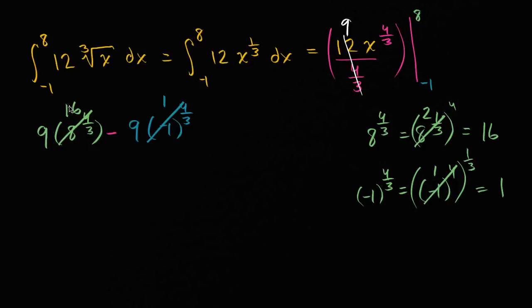So we have 9 times 16 minus 9 times 1. Well, that's just going to be 9 times 15. We have 16 nines, and then we're going to take away a 9. So that's going to be 9 times 15. So what is that? 9 times 15 is 90 plus 45, which is equal to 135. 135, and we're done.